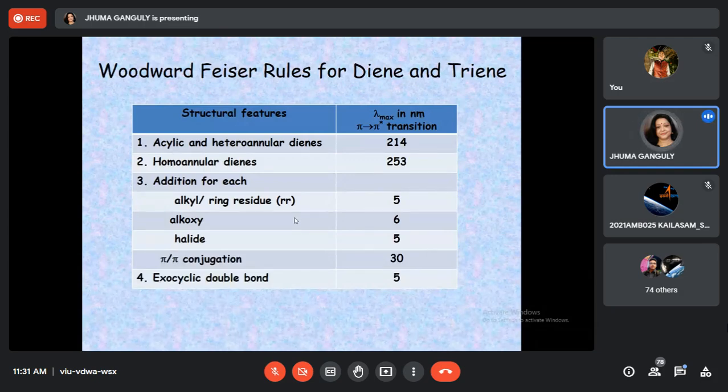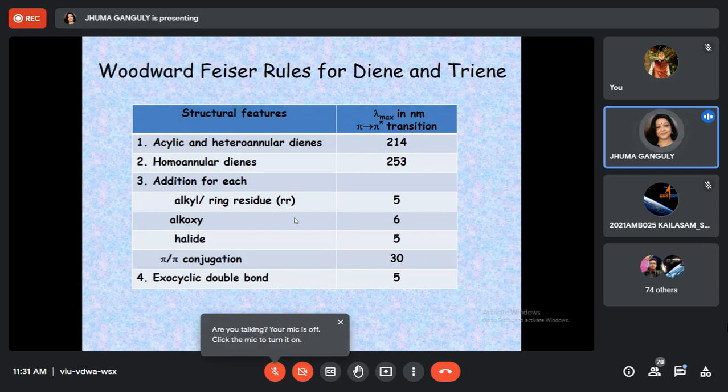So, reflect this with calculation of lambda max. Woodward and Fieser actually proposed this. It was an assumption initially, but their repeated results are consistent with the observations, and the results are consistent actually with different moieties. So it now becomes rules.